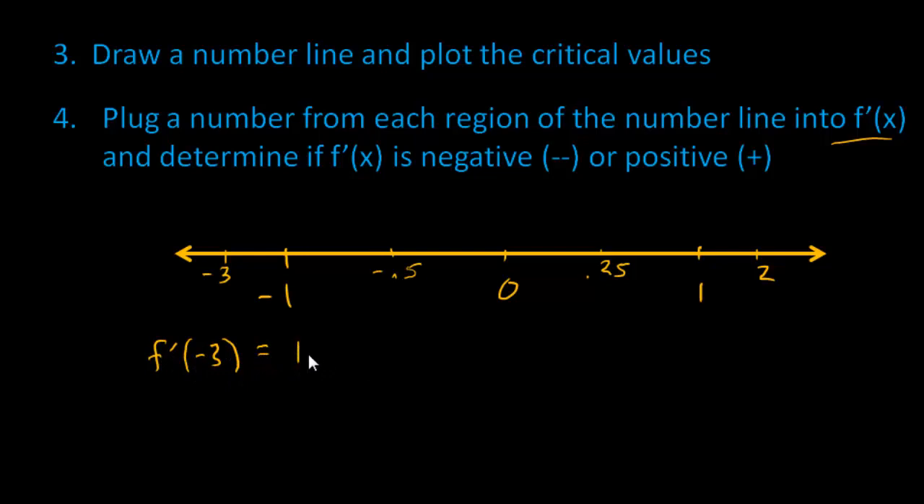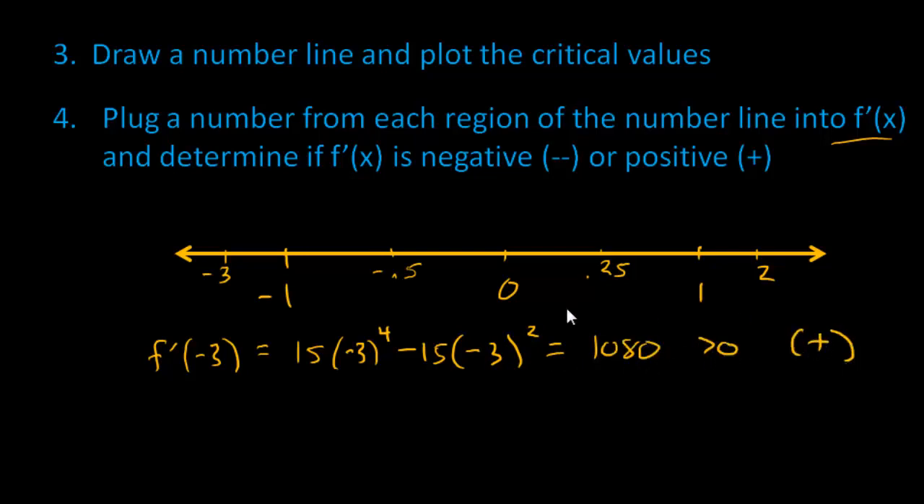So what you're going to do is plug each one of those into the first derivative. So we're going to get 15 times -3 to the 4th minus 15 times -3 squared, and we're going to get 1080. Now that's greater than 0, meaning it's positive. So that means in this region, we are increasing. Remember, a positive first derivative means increasing.